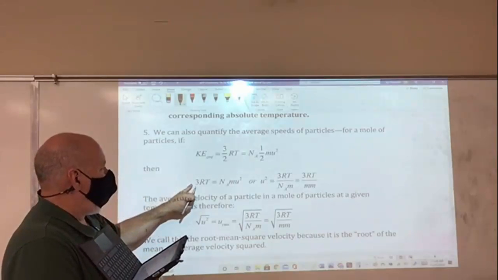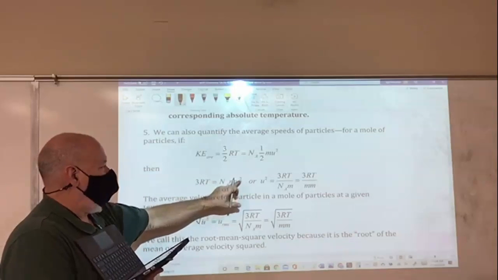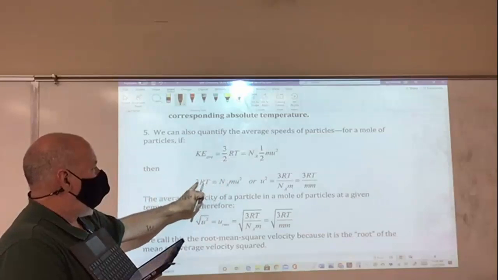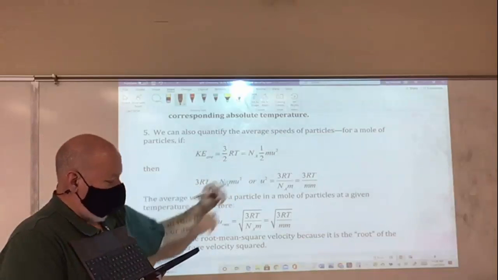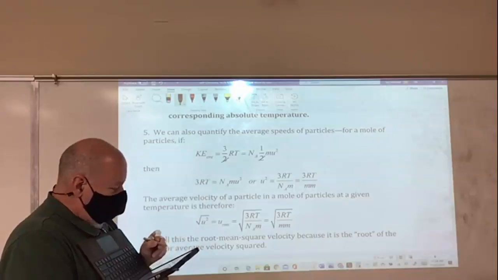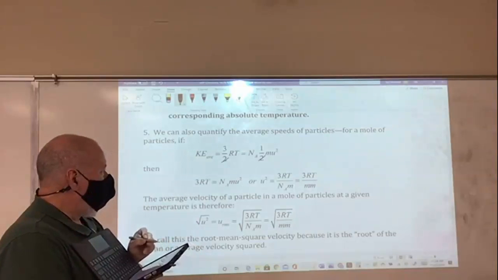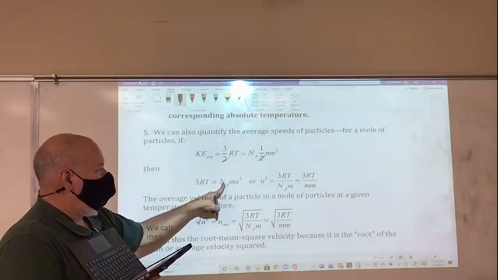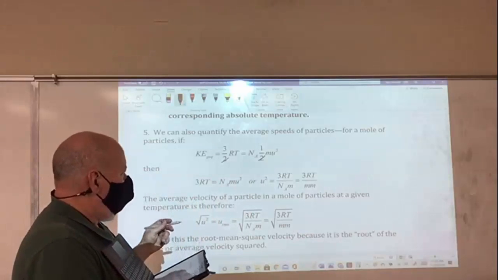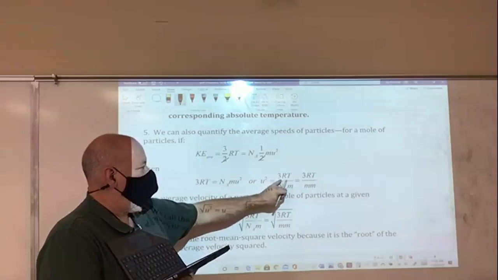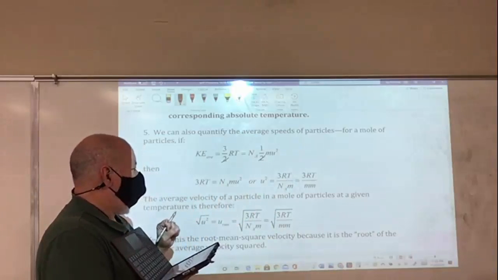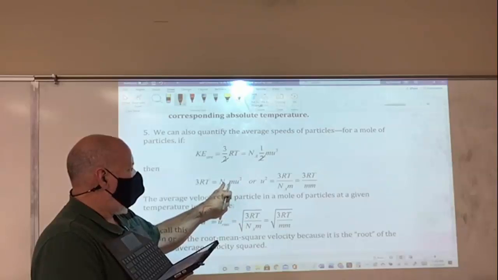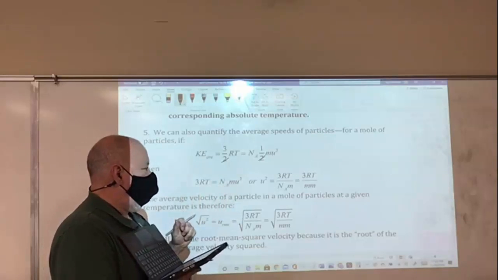And so I can rearrange this, and I can find the actual velocity. Okay, so I can say 3RT, so I'm going to cancel out the 2's there, right? Those 2's are going to cancel out. And then I'm going to say 3RT equals mv squared times the number of particles, or v squared, or u squared, if you want to put it that way, is 3RT divided by the number of particles times the mass of those particles.